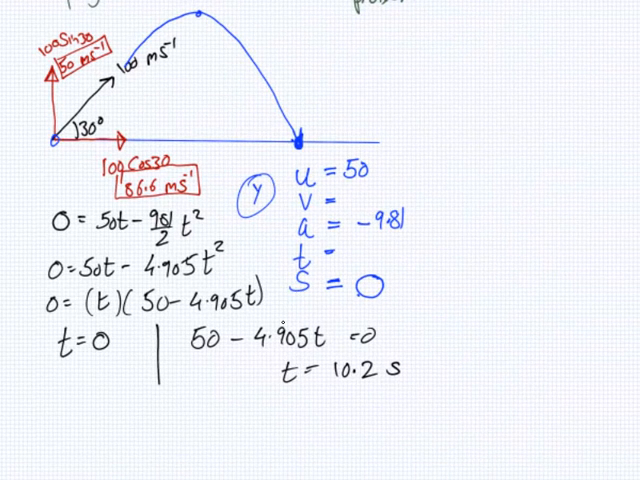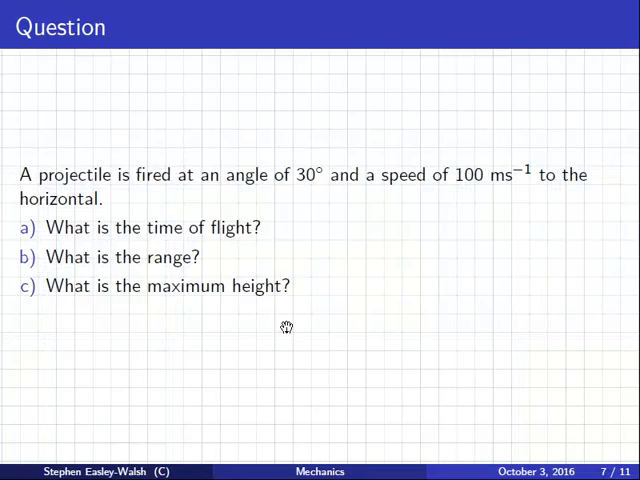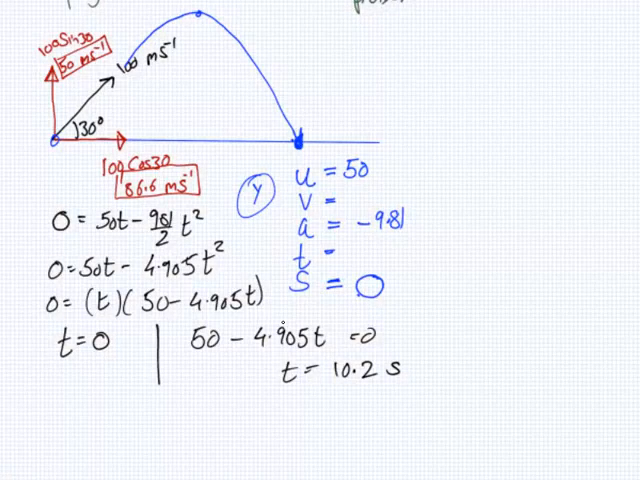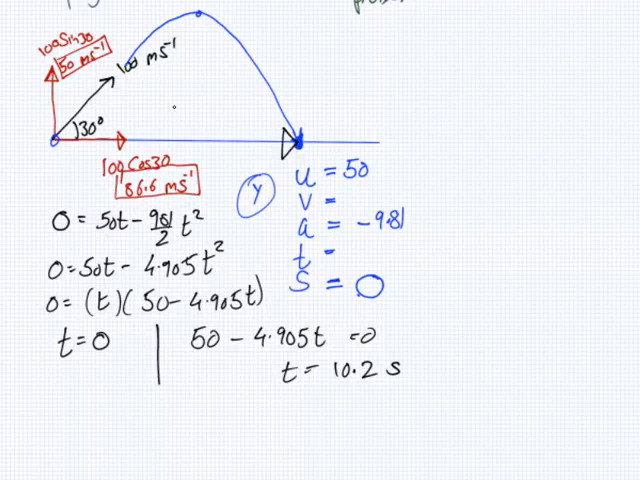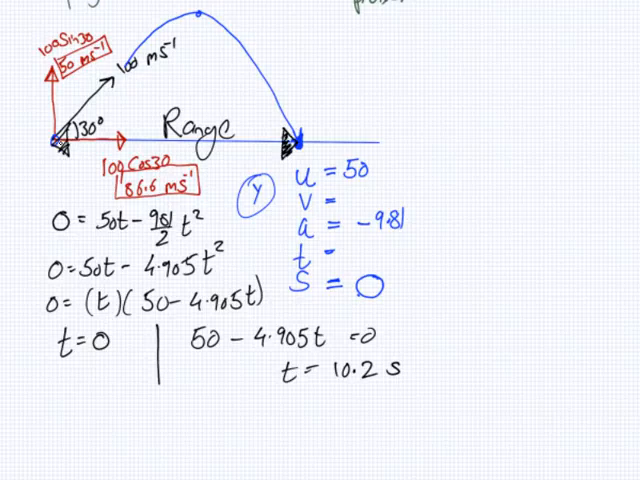Okay, so if we can write this one down, and then we'll look at the next part. The next part is, what is the range? Does anyone know this word? Yeah, the range is the distance horizontally. This is called the range. The distance from here to here. That's the range.